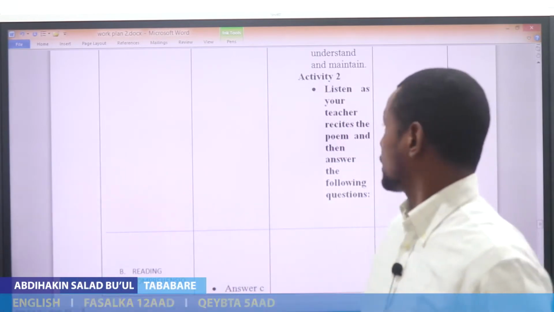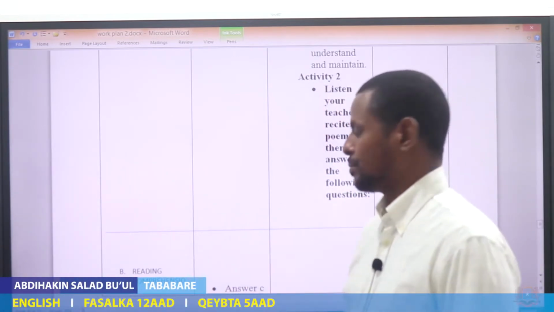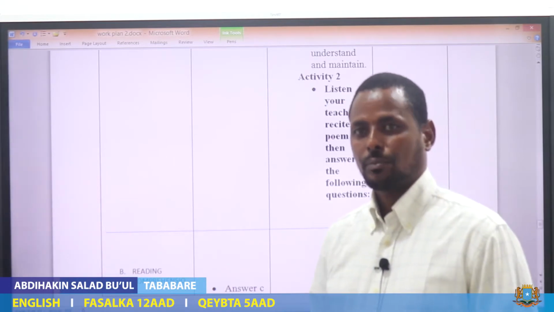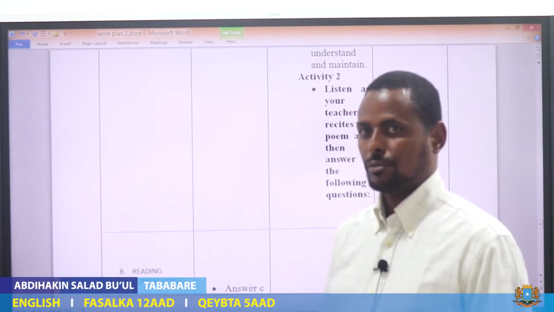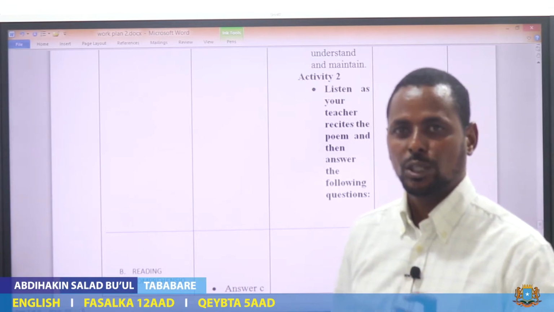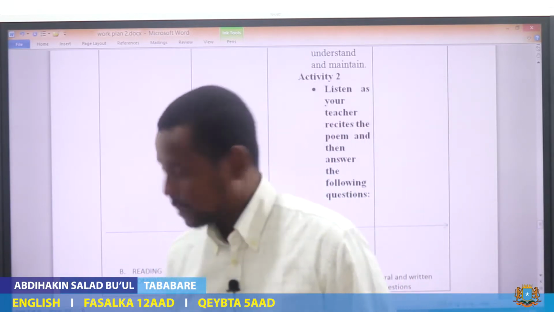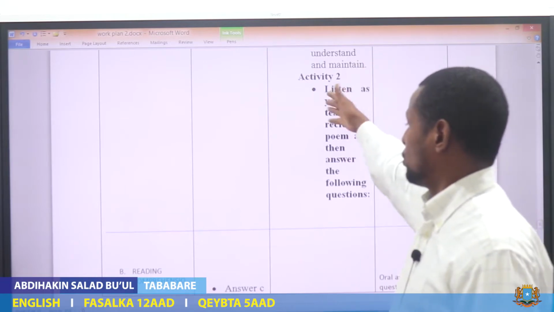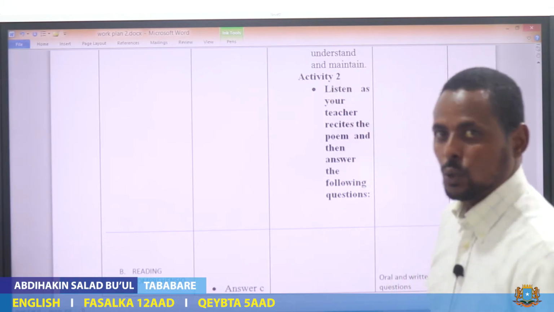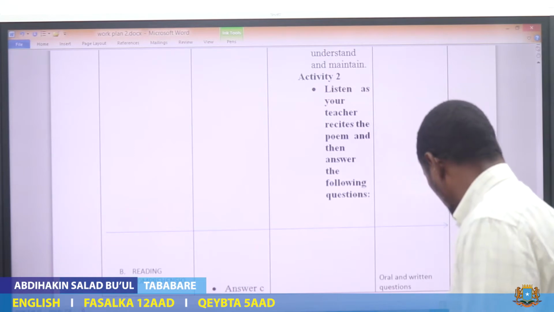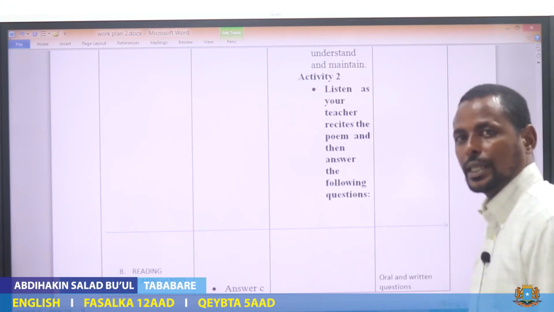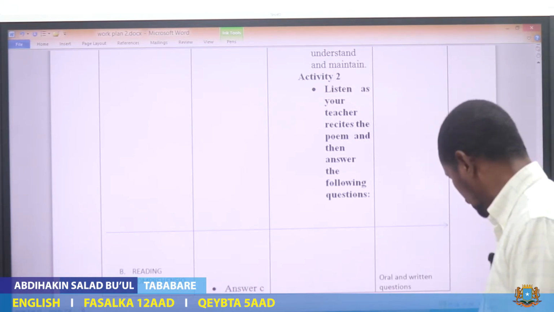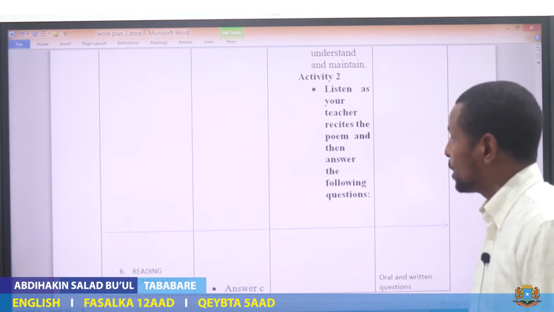We have been discussing a grade 11 unit and a unit for grade 12, and we have talked about these activities before. Now we are going to begin the next segment, which is reading comprehension.